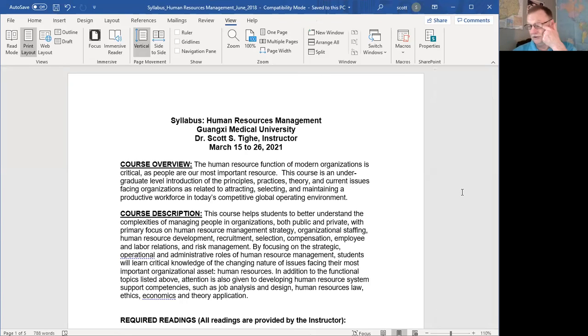So here's the course overview for your information. The human resource function of modern organizations is critical as people are our most important resource. This course is an undergraduate level introduction to the principles, practices, theory, and current issues facing organizations as related to attracting, selecting, and maintaining a productive workforce in today's competitive global operating environment.